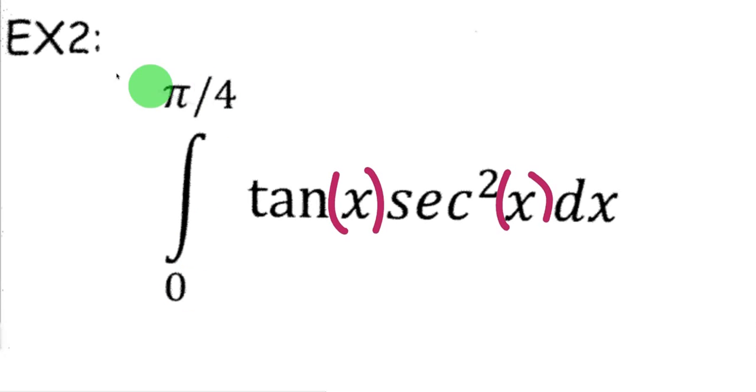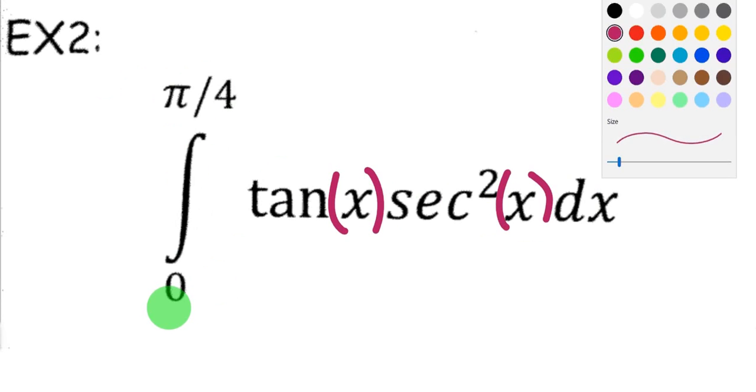We're going to be taking a look at example 2 of u substitution combined with the definite integral. We have the definite integral from 0 to pi over 4 of tangent of x times secant squared of x dx. How do you know it's u substitution? Well, if you just try to take the antiderivative of this big thing, it's not going to work out, right? You can't just take the antiderivative. You're going to be required to use u substitution, and you're going to be combining this with the definite integral.